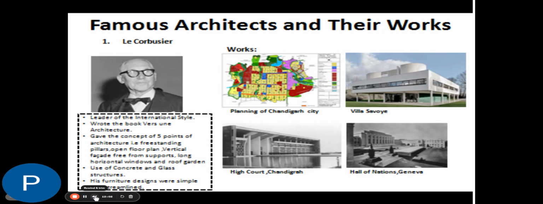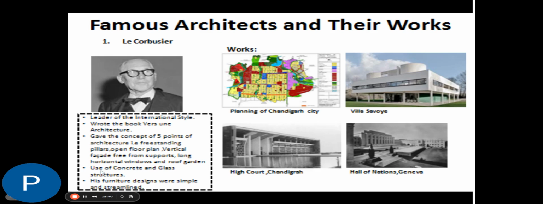Now coming to this next part of our presentation, which comprises famous architects and their works. The first architect is Le Corbusier. As we know, he was the international leader of the International Style. He wrote the book Vers une Architecture, in which he gave the concept of the 5 points of architecture, which consist of freestanding pillars, open floor plan, vertical facade free from supports, long horizontal windows, and roof garden. The best example of these 5 points of architecture is the Villa Savoye.